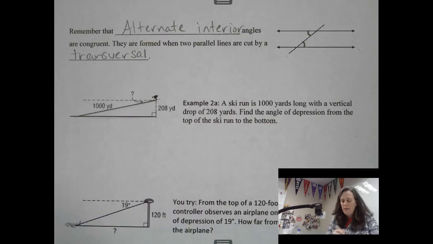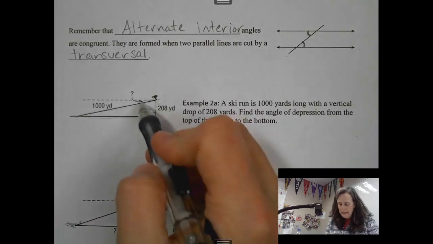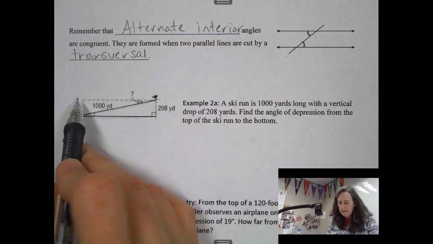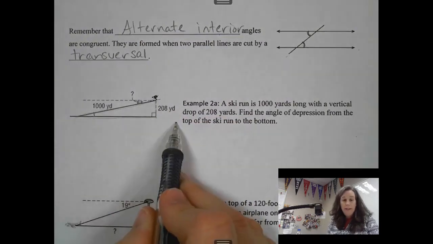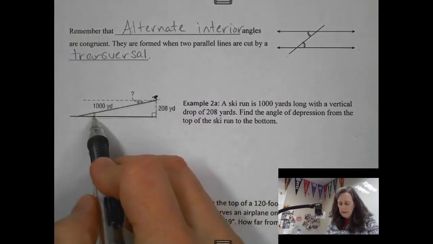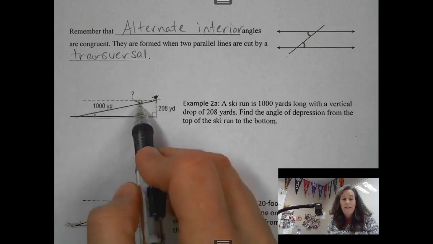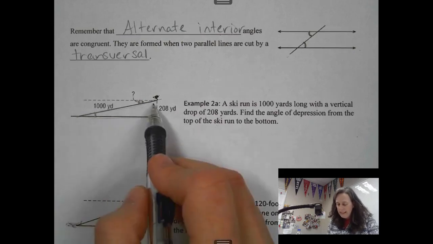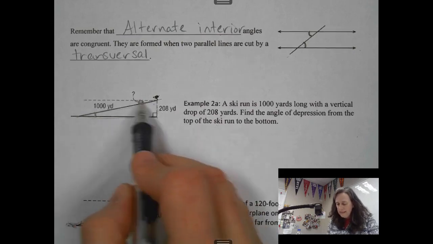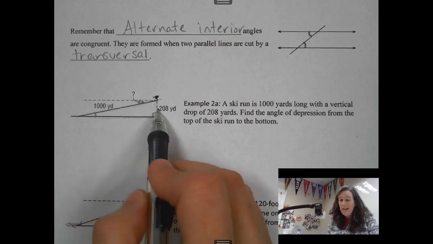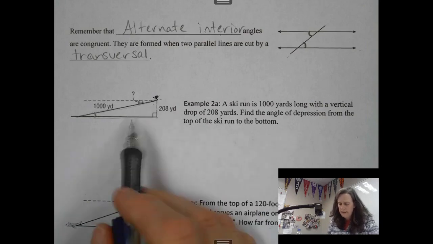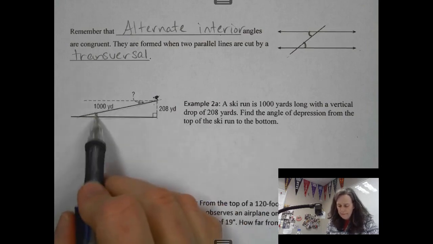And what we want to remember with alternate interior angles is that that angle is congruent to this angle. These are parallel lines cut by a transversal. So we can use this angle of the triangle and it will be congruent to that angle. Another way you could do that is find this angle, and then since this is 90 degrees, you could subtract it. So you actually have various ways to look at this, but we're going to use this one right here.